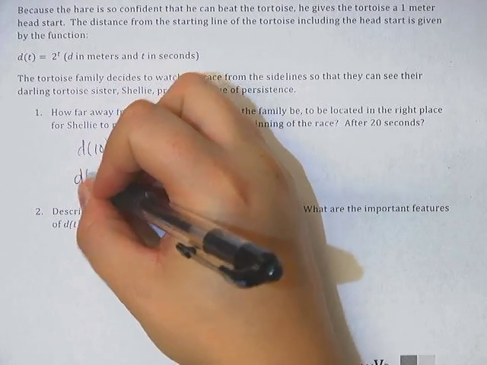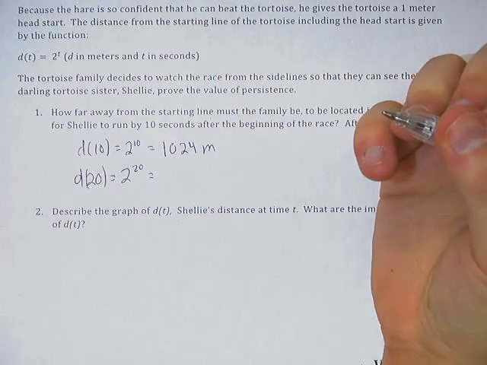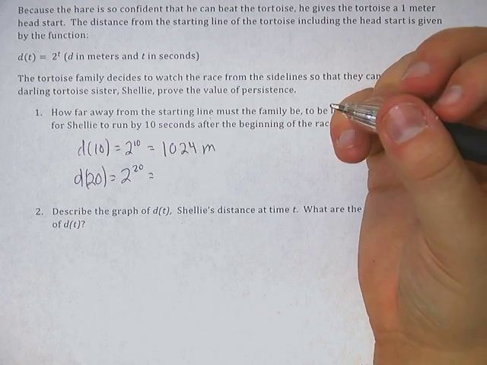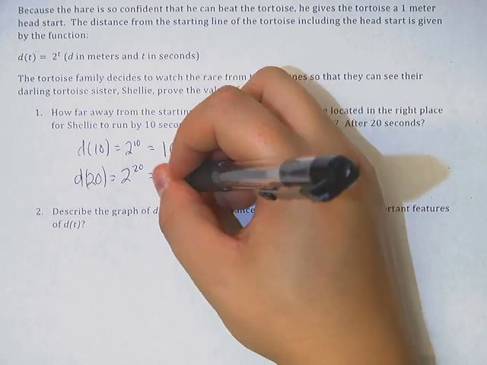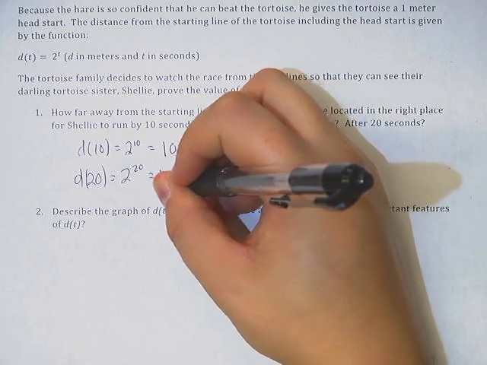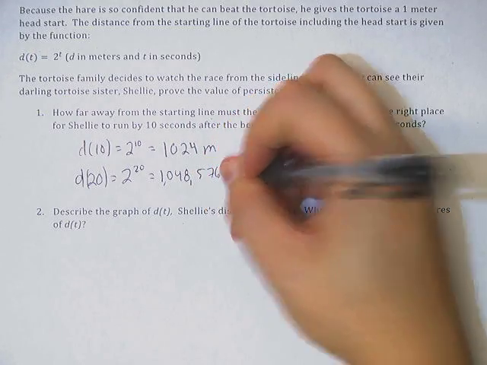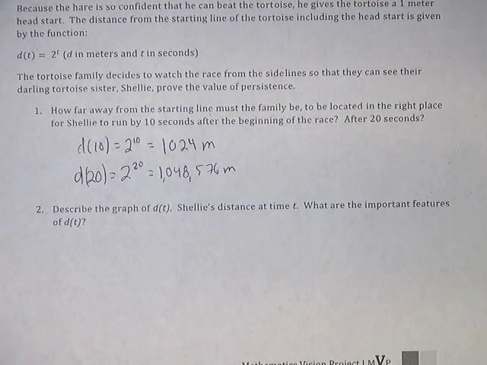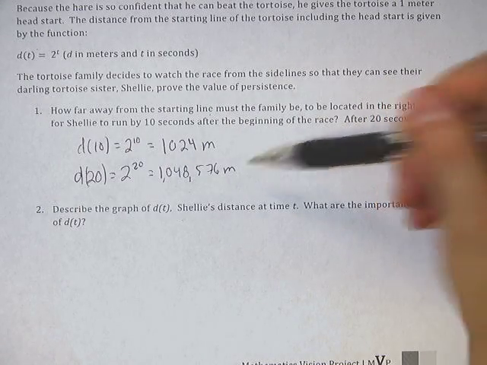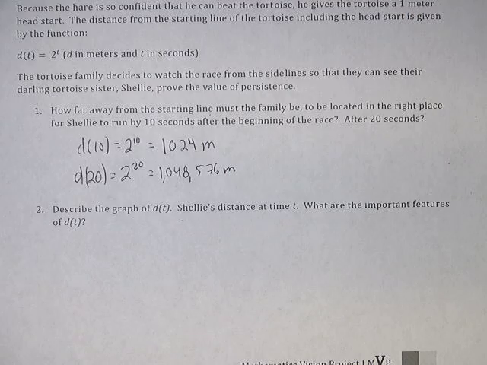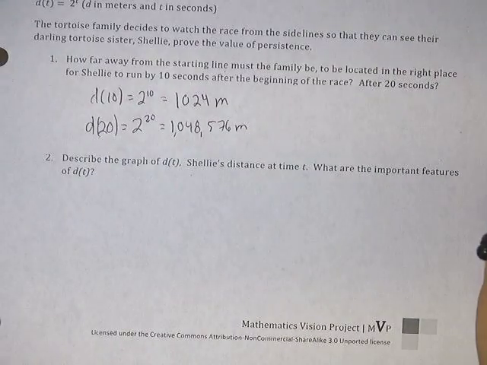Okay, then after 20 seconds, d of 20 equals 2 to the 20th, which is a calculator problem. When I plugged it into my calculator, I got 1,048,576 meters. That's a really long way. It only took them 20 seconds. I think that this particular tortoise has broken the speed of sound at some point during its journey.